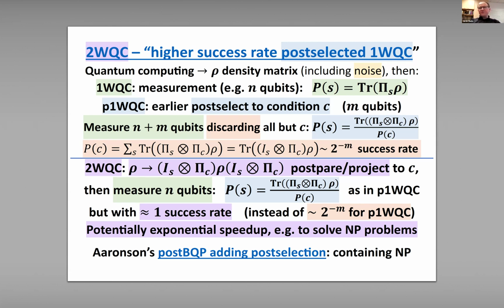However, two-way quantum computers in theory allow us to replace this post-selection of low success rate with something nearly always successful. So that's the advantage.